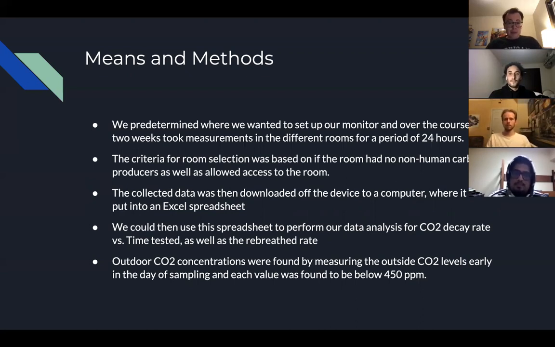And once we collected that data, we downloaded it off the monitor and put it into Excel, and using it as a spreadsheet, we were able to manipulate the data to make graphs and analyze our readings. Part of those readings was using the outside CO2 reading, which is included in one of the equations. And for all of those, they were below 450 parts per million, which is a pretty good reading.